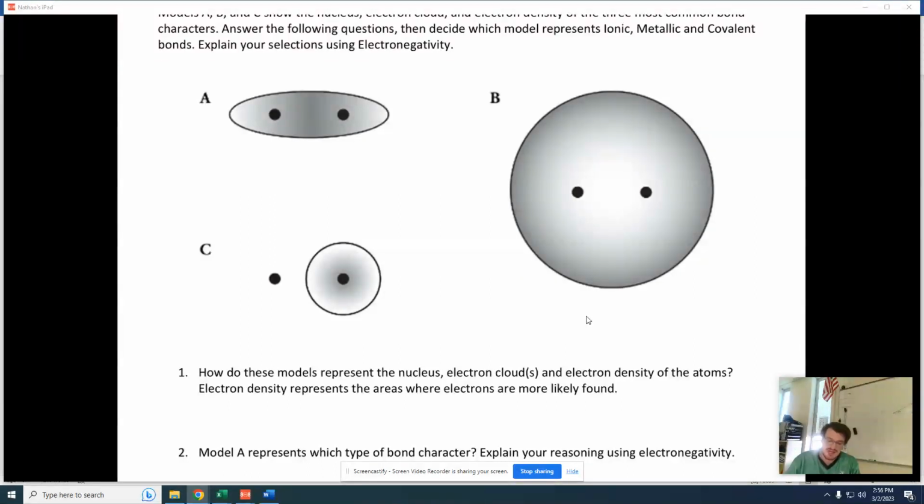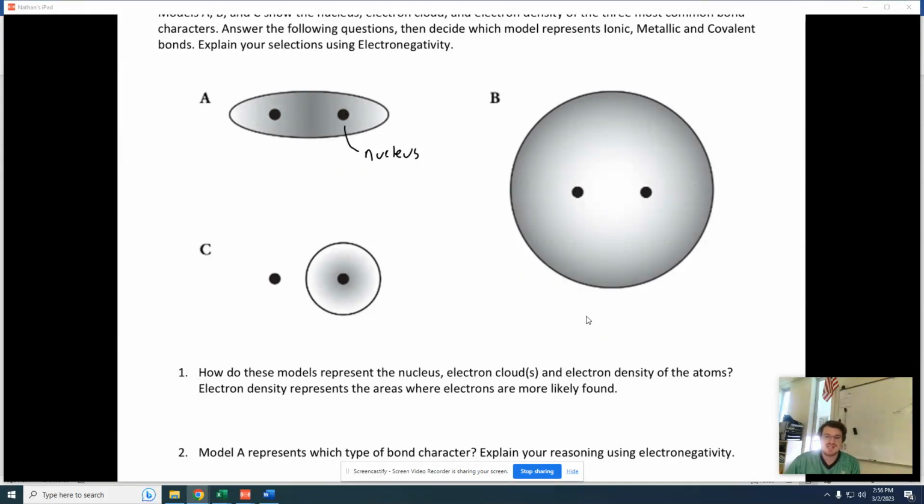So starting off with the nucleus, I've talked with some groups about this, but to make sure we're all on the same page, if I look at model A, there's one nucleus here and a second nucleus there, and that's representing two different atoms that are bonding together. So the nuclei are the black dots. So we could come in here, we could label one for reference when we get on to talk about some other stuff later.